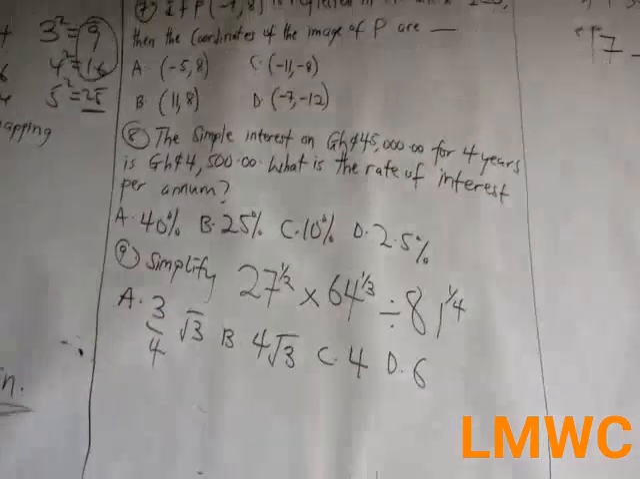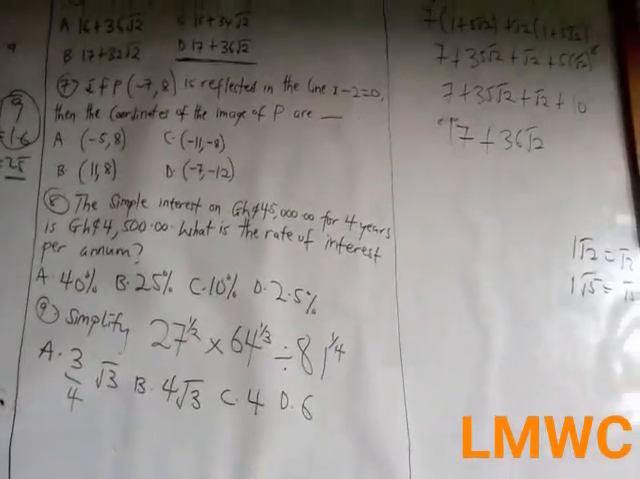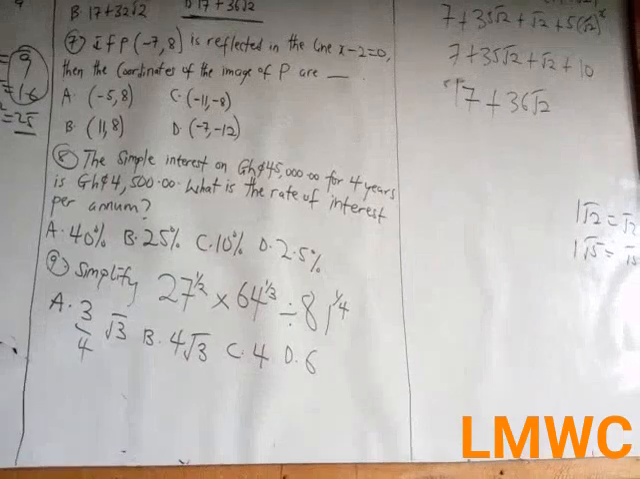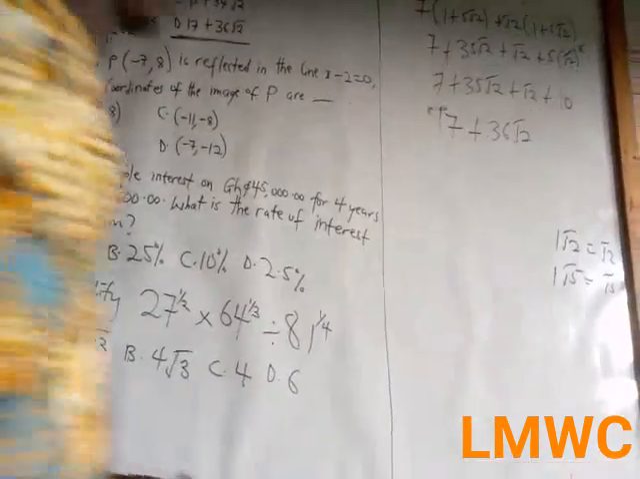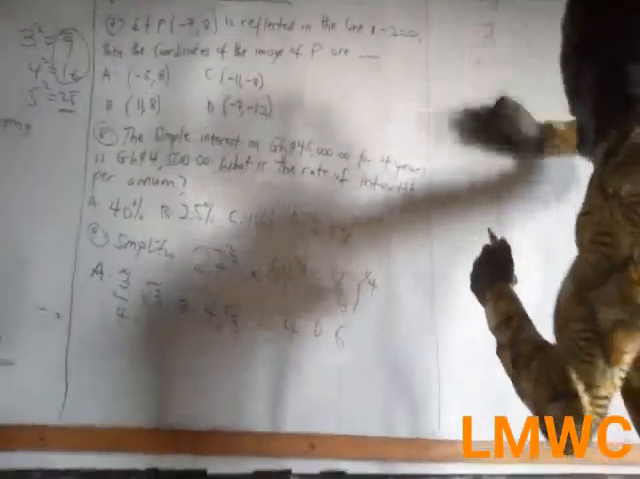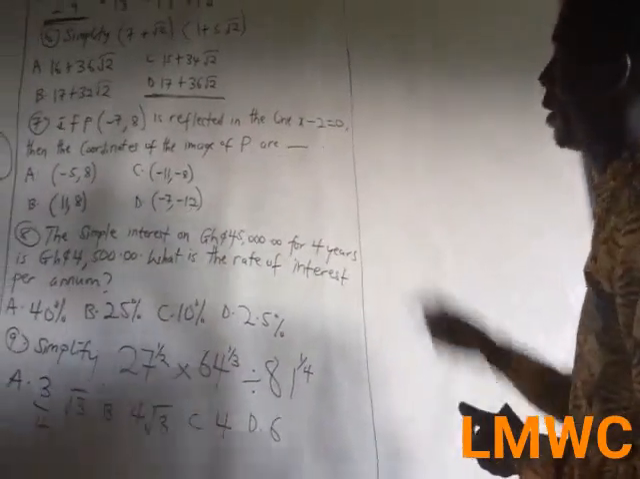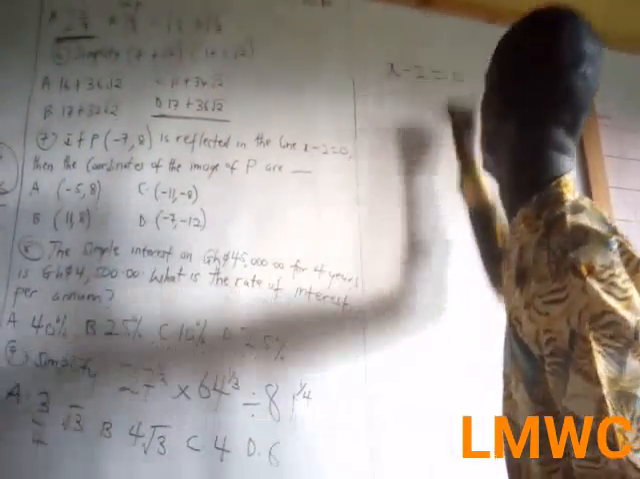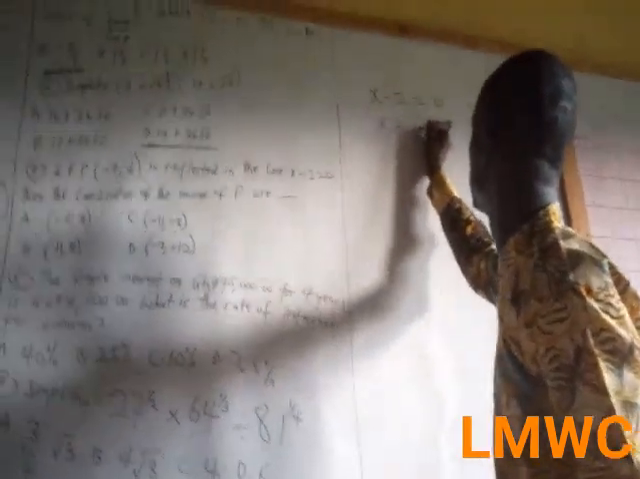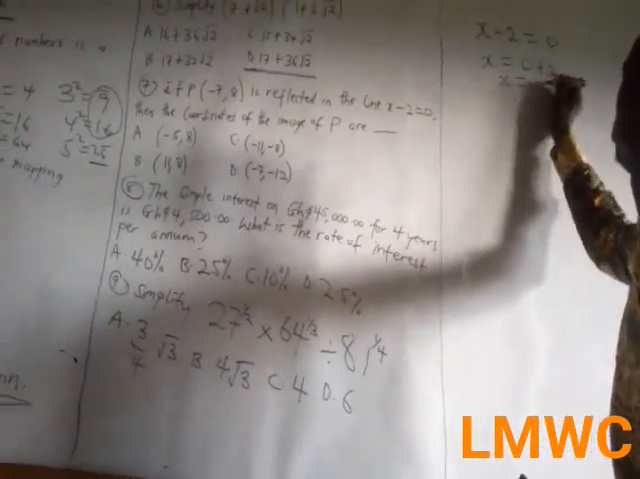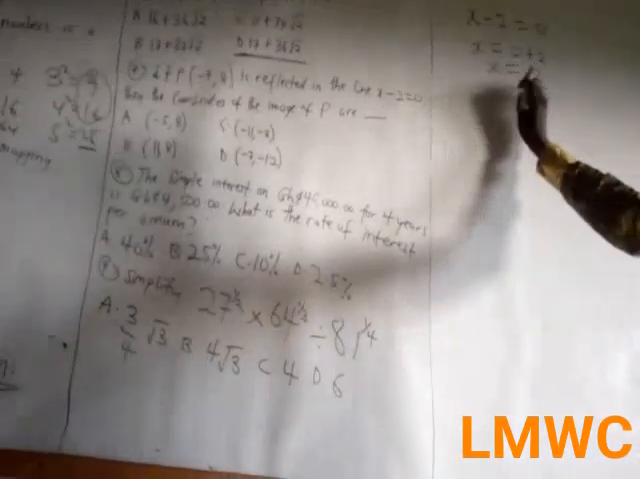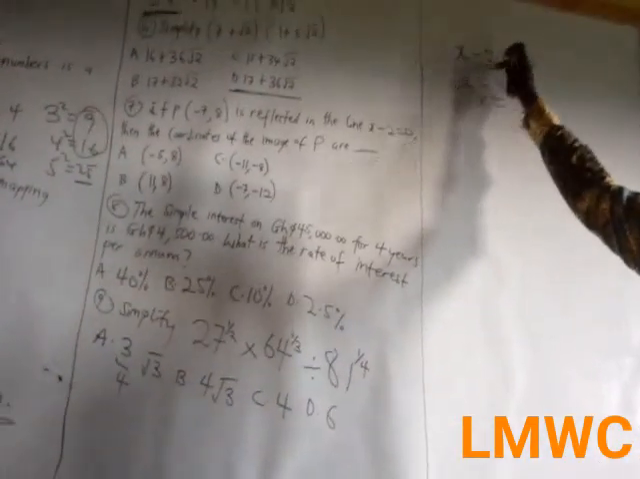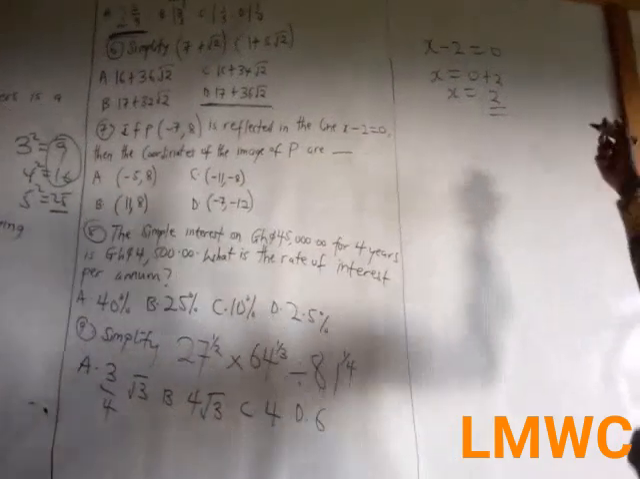Question 7. If P(-7, 8) is reflected in the line x minus 2 is equal to 0, then the coordinates of the image of P are. So now, this is under transformation. And under transformation, we have many formulas, and this is reflection. Reflection in the line x minus 2 is equal to 0. This is the same as x is equal to 0 plus 2, and x is equal to 2. Instead of them giving the question to you this way, they gave it to you this way. So if you don't know how to approach it, you can't do it.